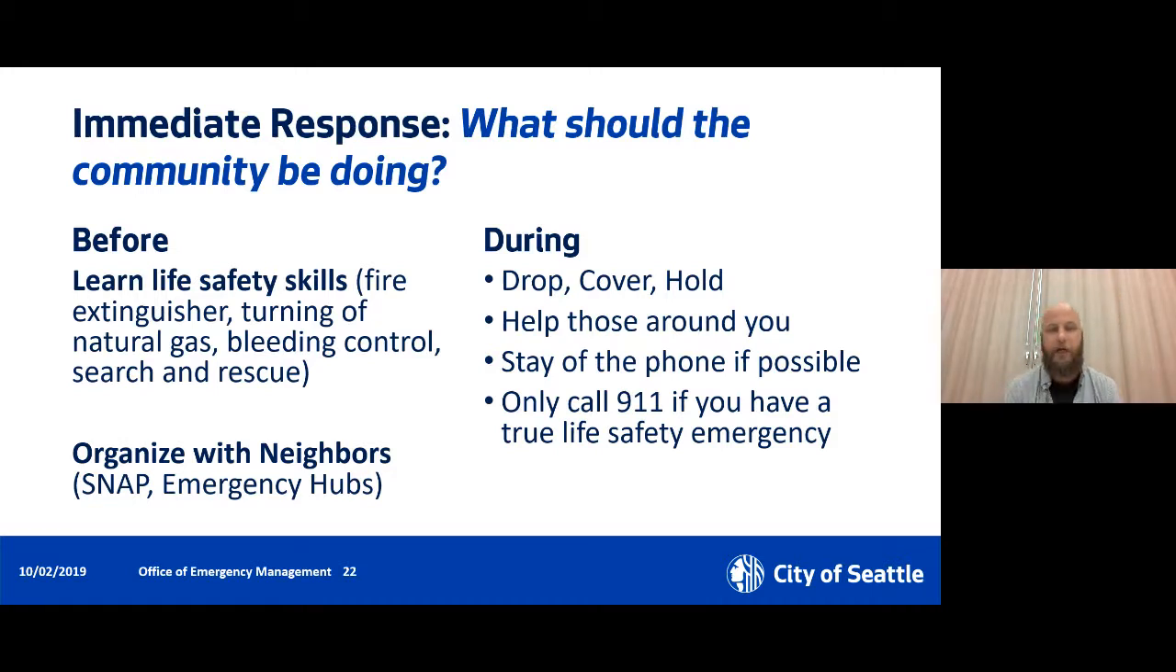I can't recommend that enough, that you come out and get hands-on instruction on how to use a fire extinguisher, how to turn off natural gas, how to put on a tourniquet or pack a wound, how to safely lift someone up or pull someone out of a situation in a search and rescue class. It's really going to be key that people are helping themselves and helping people around them while resources are overwhelmed.